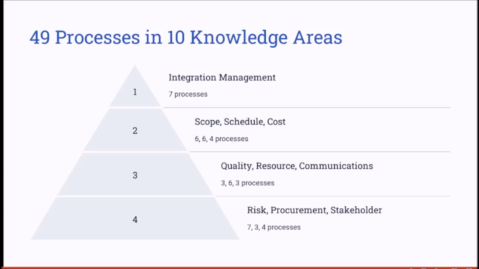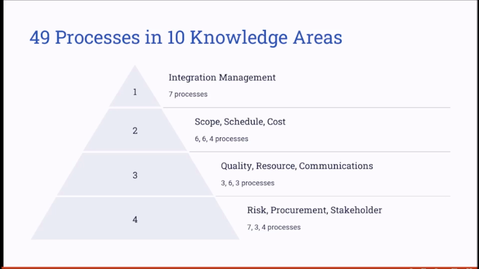The next knowledge area is scope management, which has around 6 processes, such as define scope or create WBS. The third knowledge area is schedule management, which holds around six processes, such as defining the activities, sequencing the activities, and developing the project schedule. Next, we have cost management, which holds around four processes: estimating costs and determining the budget.